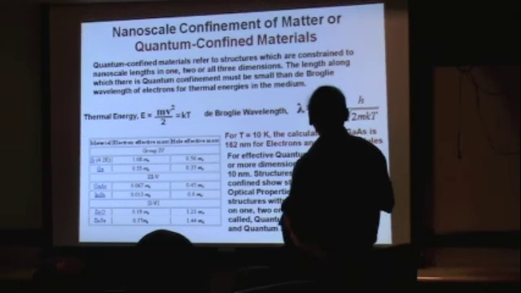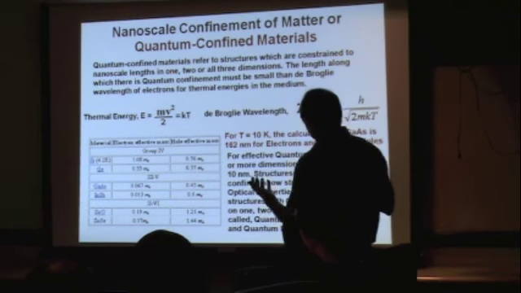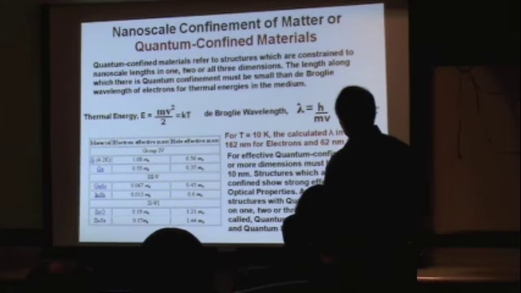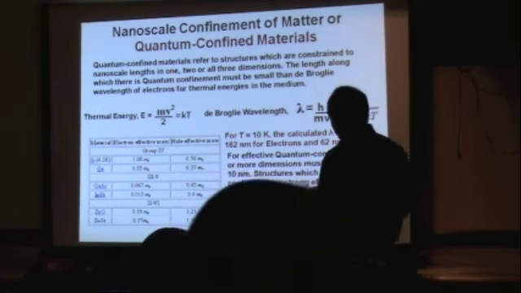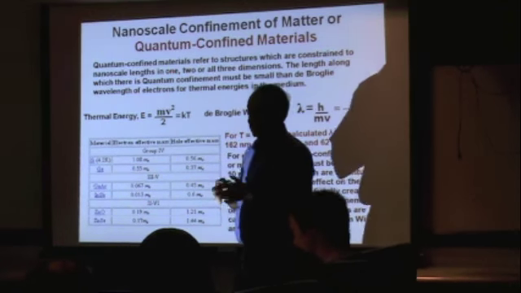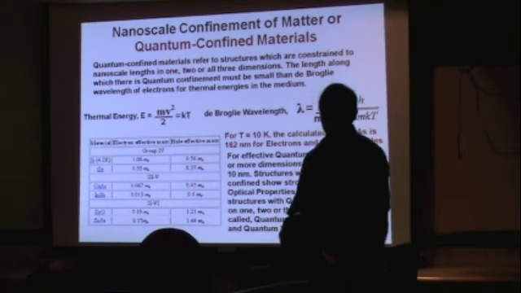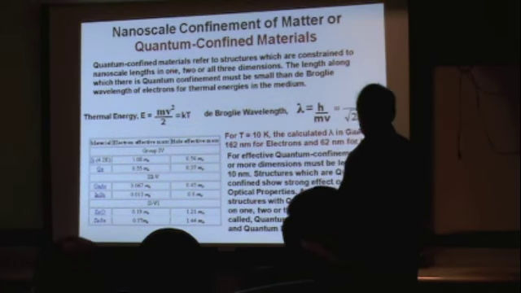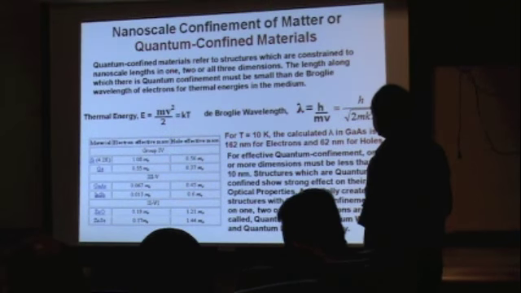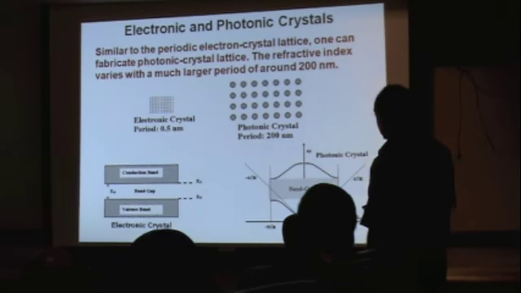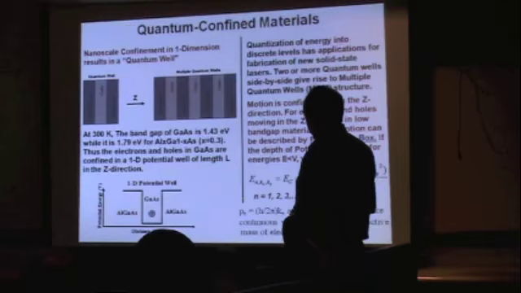And of course, if you raise the temperature, if you bring this to room temperature, 300 degrees Kelvin, then the size of the structure has to be still smaller. So obviously, if you want to see nanoscale effects, the size has to be 5 nanometers, 10 nanometers, 15 nanometers. Only then will you see quantum mechanical effects. Maybe I'll come back to this.